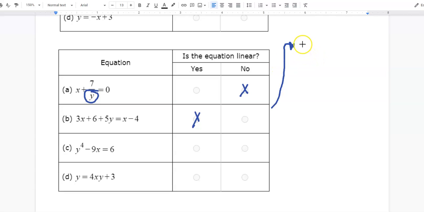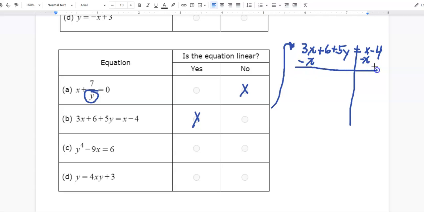Okay? So I have 3x plus 6 plus 5y equals x minus 4. Going through, I want to get all my x's over here out in front. So I've got 3x here, I've got 1x here. I'm going to subtract an x from each side. That's going to go away. I have 3x minus 1x, which gives me 2x. Everything else is going to come down.